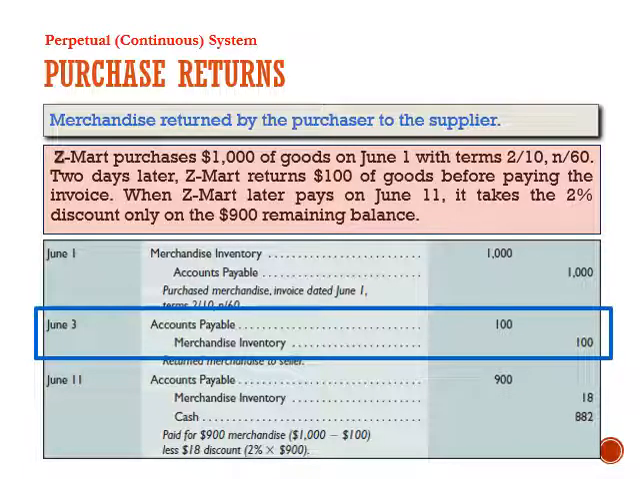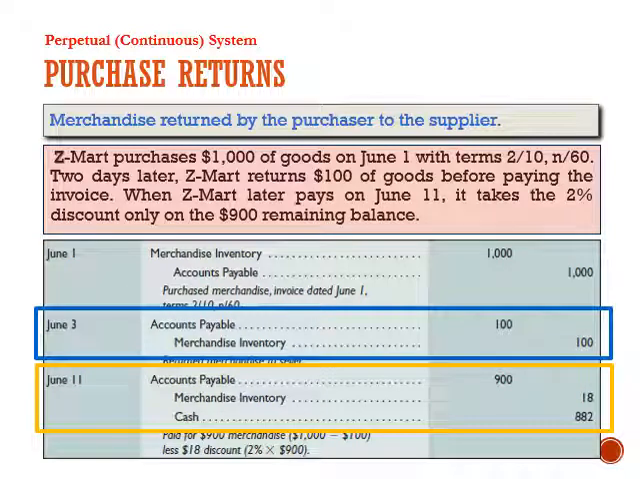When Z-Mart paid its debts on June 11, it takes the 2% discount on the balance of debt. So it records a reduction in debt of $900, a discount for the goods as a reduction in inventory, and a payment of cash of $882, which is $900 minus the discount, as settlement of its debt.